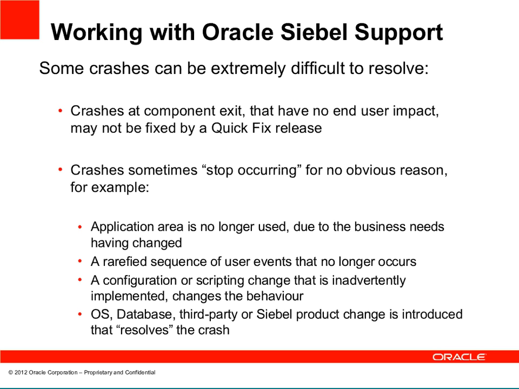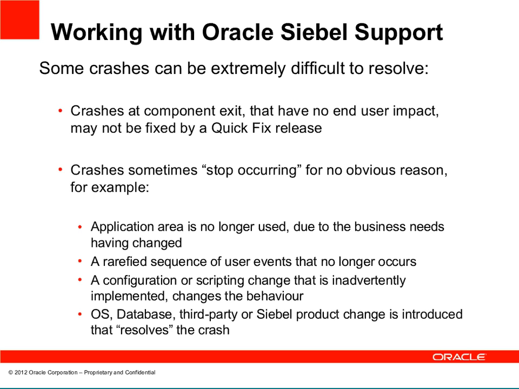So I just wanted to say that some crashes are difficult or in fact nearly impossible to resolve, and indeed they might just quite literally stop occurring by themselves with no obvious reason. And the reason behind this, though, obviously, as we know, it's not that there's no reason it's stopped occurring. There's always a root cause. There's always a reason. It might simply be the fact that the business is no longer using that part of the application. So this is the reason the crash has stopped occurring, because that piece of functionality is no longer in use.